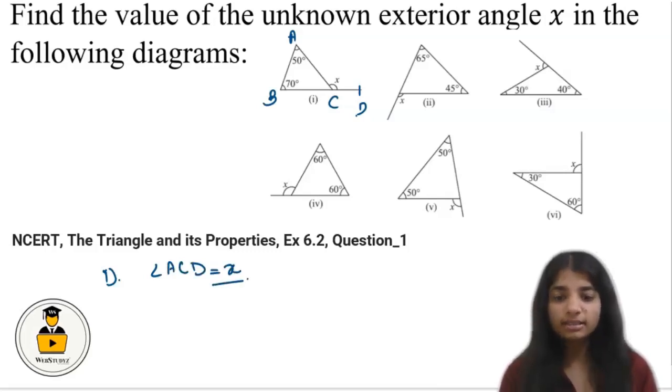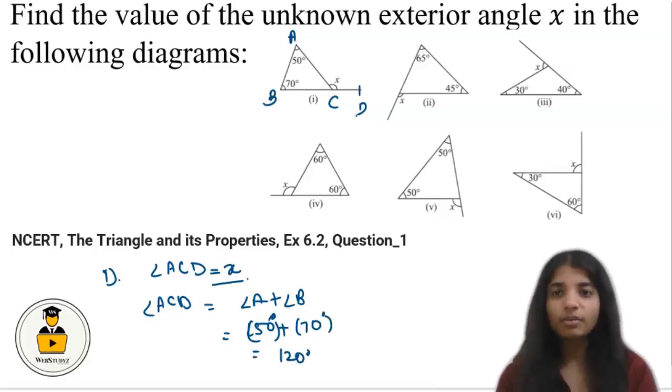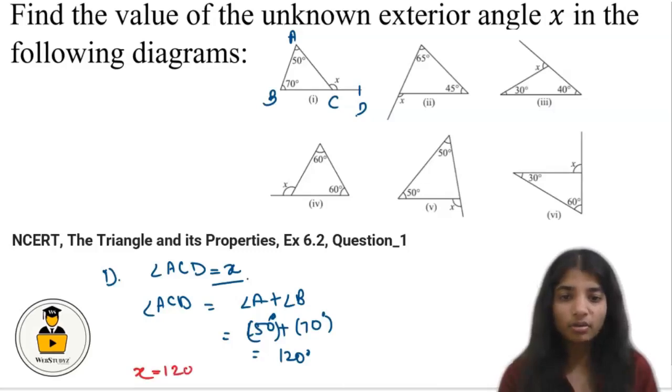We know that the exterior angle is the sum of the interior opposite angles. So here the interior opposite angles are A and B. So we can say that the angle ACD is equal to the sum of angle A plus angle B, which is 50 plus 70 degrees, which is equal to 120 degrees. So the value of x, or the answer to part 1, is 120 degrees.